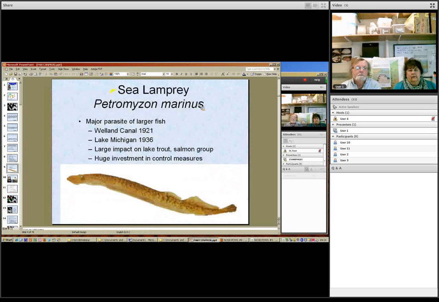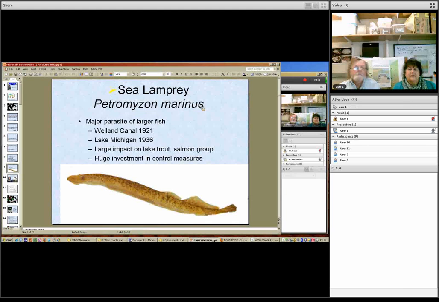So here we have the sea lamprey. As we've been telling you, it's a major parasite on larger fish. It got into the Welland Canal in the 1920s, got into Lake Michigan in the 1930s, and had a large impact on the lake trout and the salmon. A huge investment was made to control it. It is controlled chemically, so it doesn't go into the lake, and they do that in the rivers.